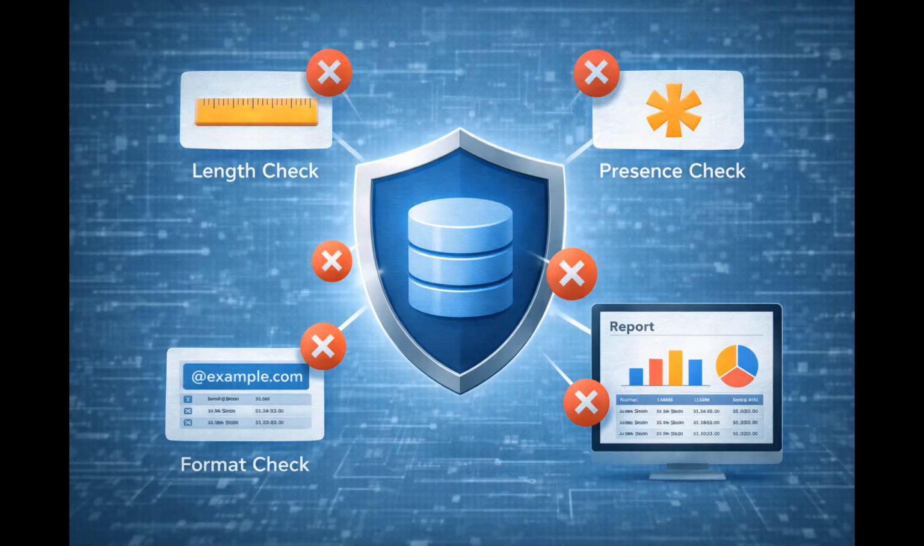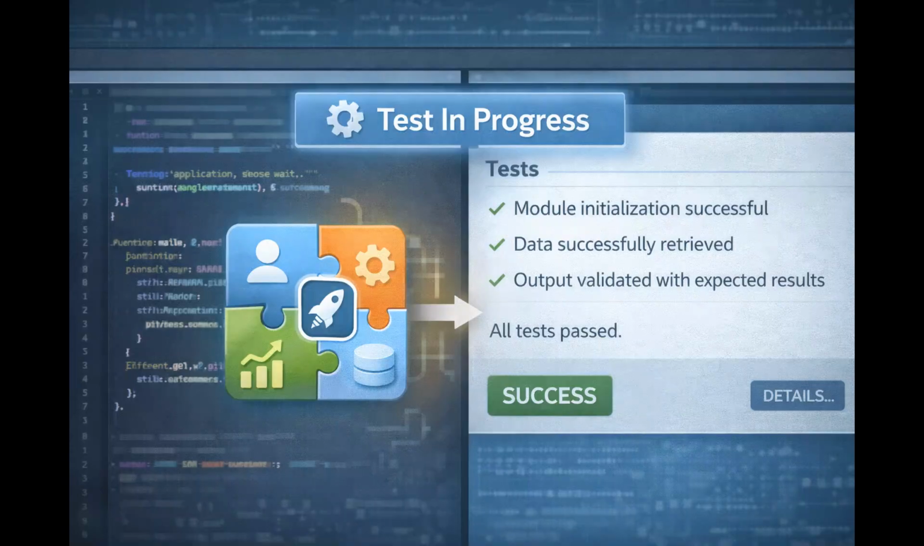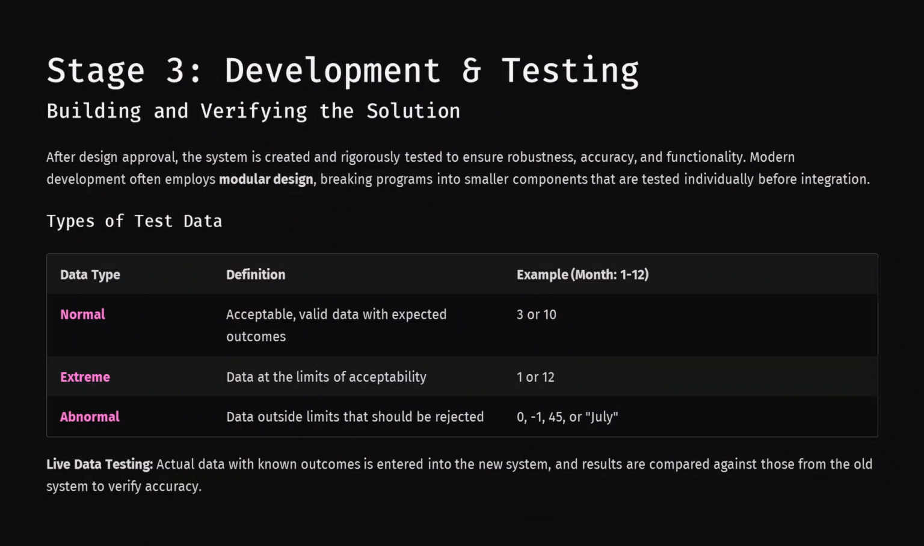Now, we reach stage 3, development and testing. After the design has been approved, it's time to actually build the system and rigorously test it. The keyword here is rigorously. Testing needs to be thorough. Why? To ensure the system is robust, accurate, and functional. Modern development often uses something called modular design, where programs are broken into smaller components. Each component is tested individually before they are all integrated together. This makes debugging much easier.